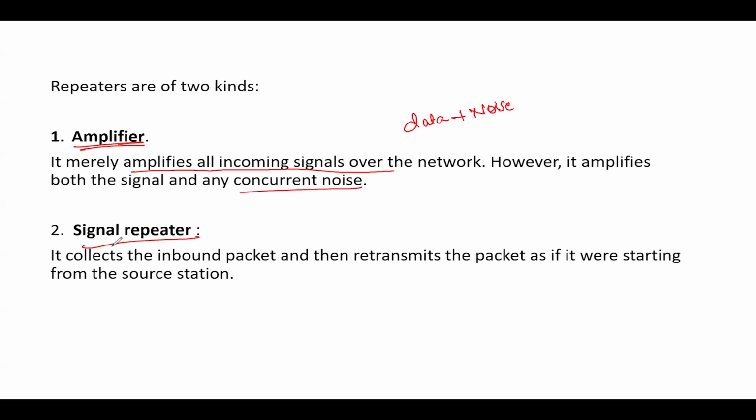But the signal repeater collects the inbound packet and then transmits the packet as if it were starting from a source station, which means here it will try to reduce the noise. It is concentrating only on the data. So signal repeaters will repeat the signal, whereas an amplifier, irrespective of the data and the noise, is going to amplify whatever it is receiving.